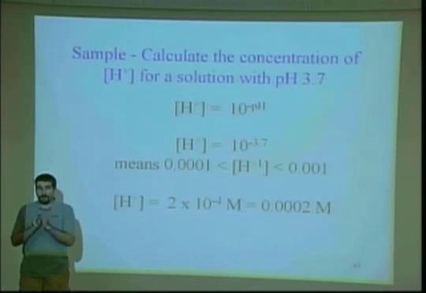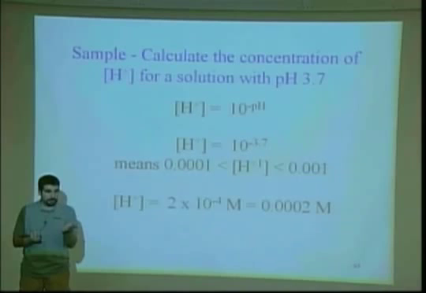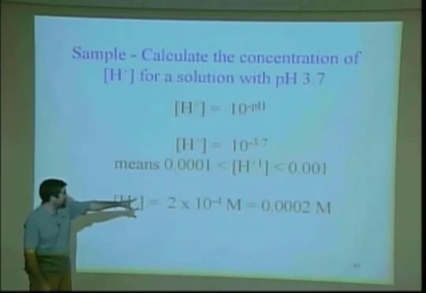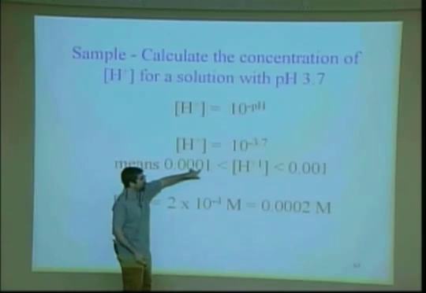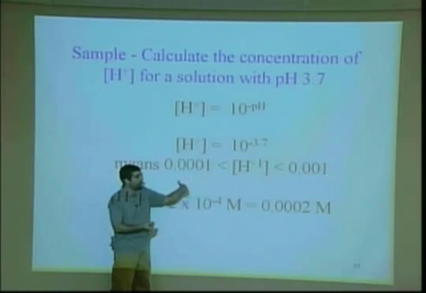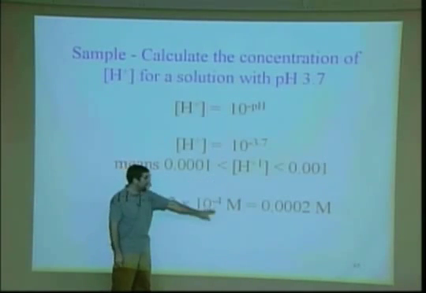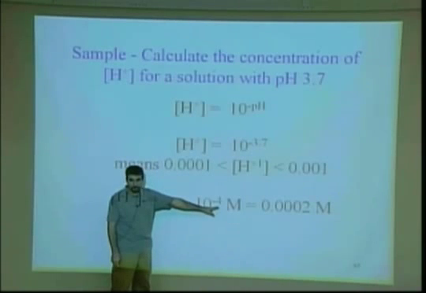If it's between 3 and 4, that means that my answer should be between 1 times 10 to the minus 3 and 1 times 10 to the minus 4. So I can look and make sure that's the case. That's what this is saying. Here's 1 times 10 to the minus 4. Here's 1 times 10 to the minus 3. It's got to be between those. Is it? And the answer is yes. Okay? That's just a way to double check what you're doing.